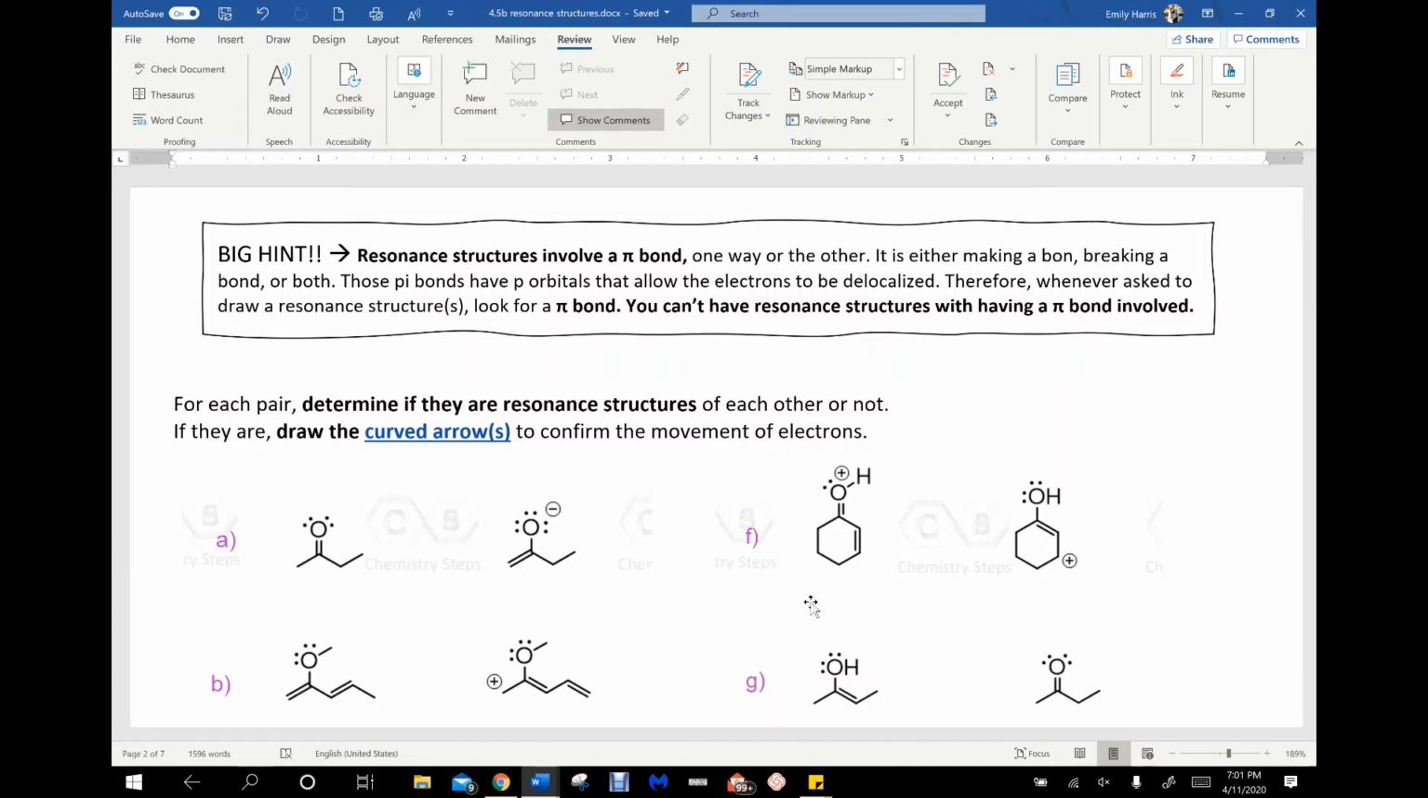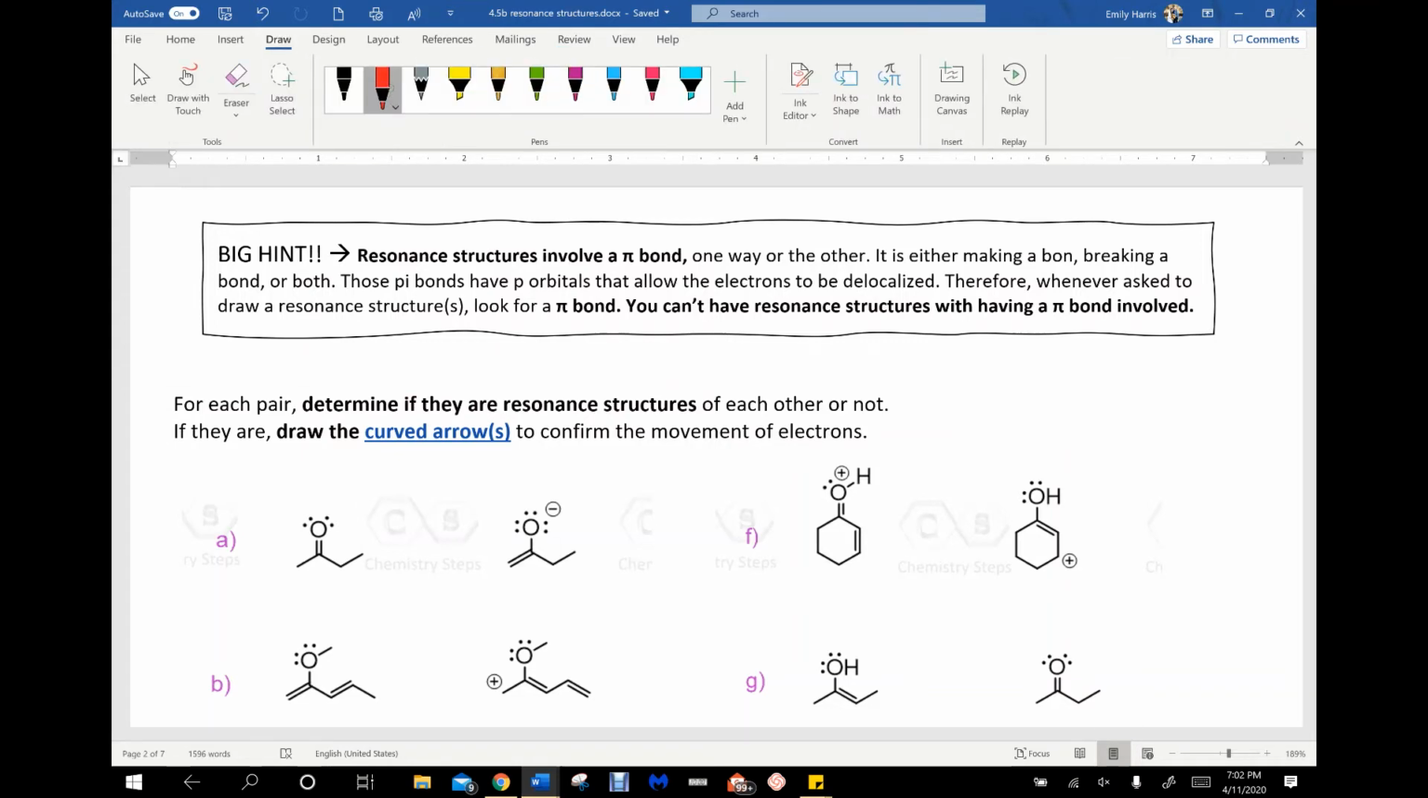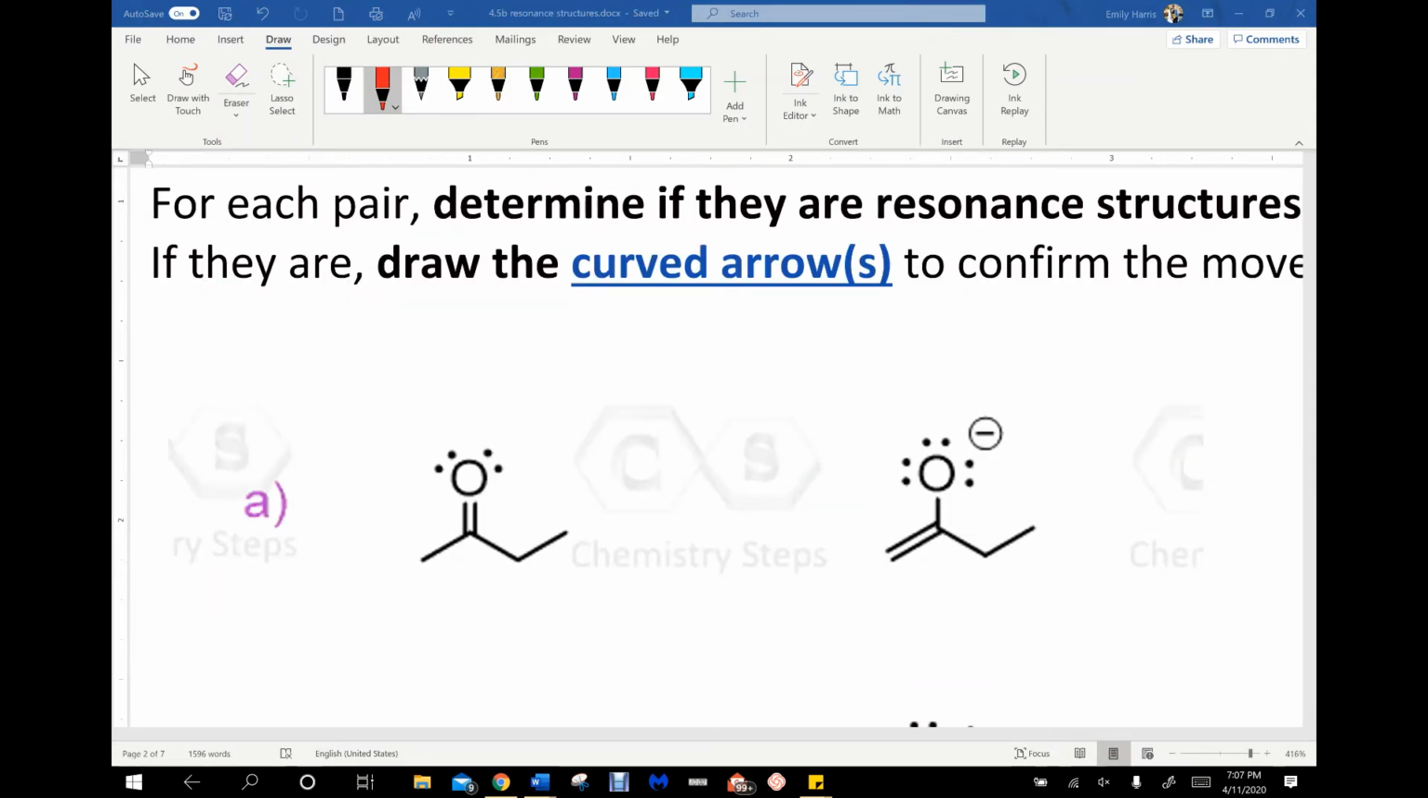So our questions say, for each pair, determine if they are resonance structures of each other or not, and if they are, draw the curved arrows to confirm the movement of electrons. So in order for them to be resonance structures, the atoms must stay connected in the same way. The only thing that's different is how the electrons are distributed. Okay. All right, so let's start with part A.